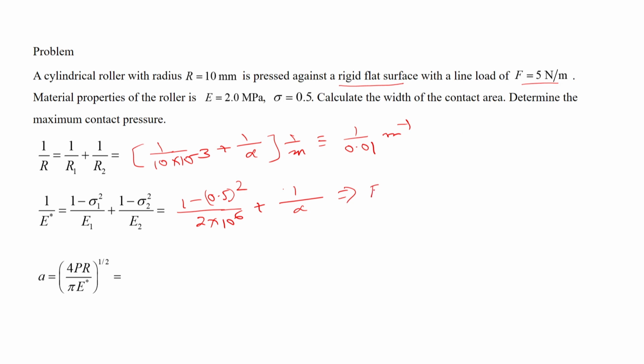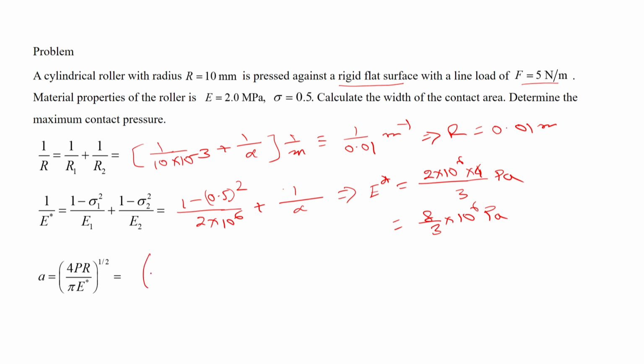From here, E star will be given by 2 into 10 to the power 6 divided by 3 by 4, so it is 4 into 4 by 3... it is 8 by 3 into 10 to the power 6 Pascal. And here R is equal to 0.01 meter. So here we can substitute these quantities.